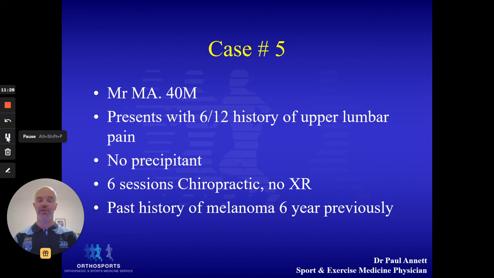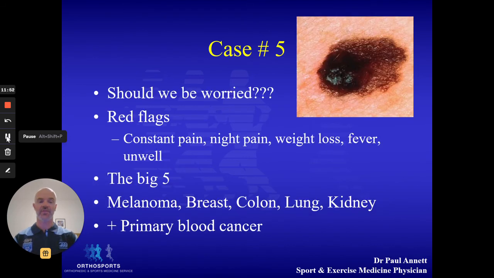The next patient is Mr. M.A., a 40-year-old male. He presented with a 6-month history of mid to upper lumbar pain without any precipitant. He had had half a dozen sessions of chiropractic and unusually had not had an X-ray performed, as this does usually make up a standard part of their assessment. Of note in his history, he did have a past history of melanoma 6 years before. The question with a patient like this is, should we be worried?